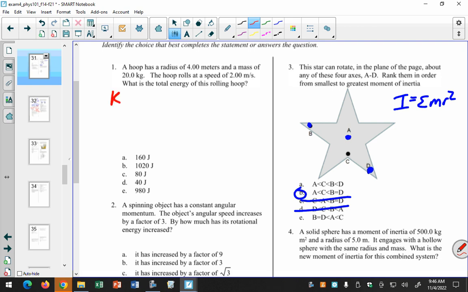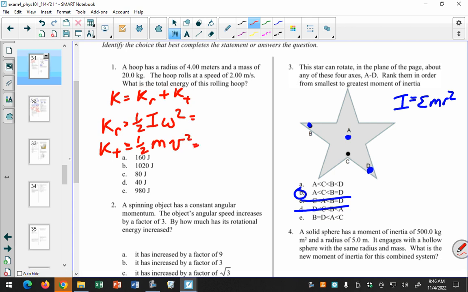So my kinetic energy is going to have 2 parts, the rotational and the translational kinetic energy. That rotational kinetic energy is 1/2 I omega squared. That equation is on your equation sheet. And the translational is 1/2 mv squared. That's like what we had in a previous chapter. A couple of things we need to do here because I don't have all of this information.